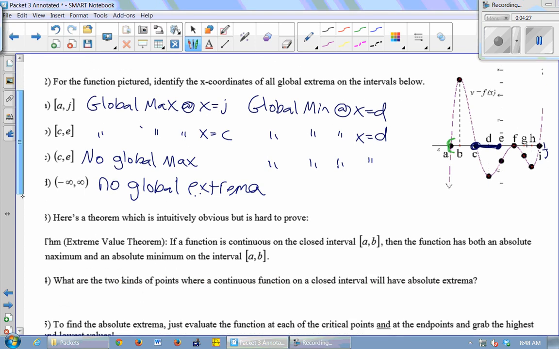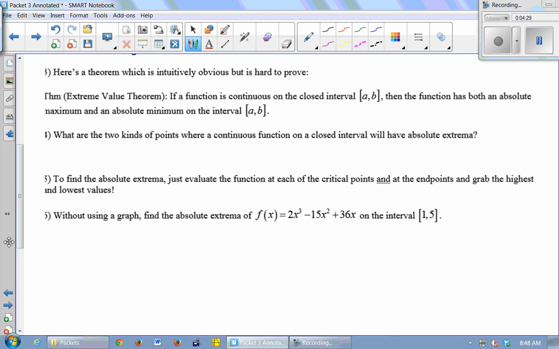All right, so here's a theorem that's intuitively obvious but hard to prove. It's called the extreme value theorem. It says if a function is continuous on a closed interval, so you draw it without picking up your pencil, then the function has to have both an absolute maximum and an absolute minimum on that interval. It's a closed interval and it's continuous. It has to have a high point and it has to have a low point. What are the two kinds of points where a continuous function on a closed interval could have its absolute max or its absolute min?